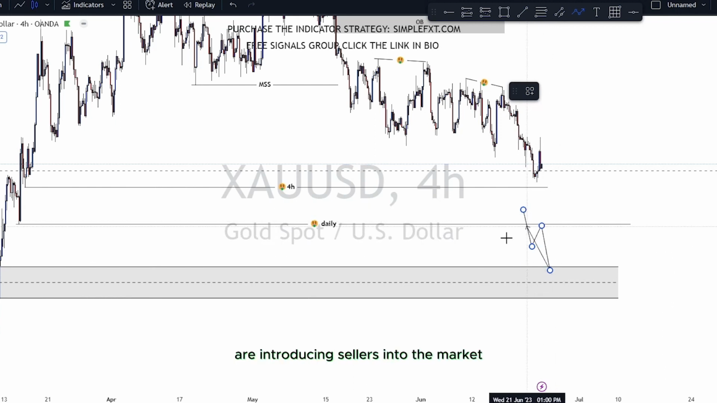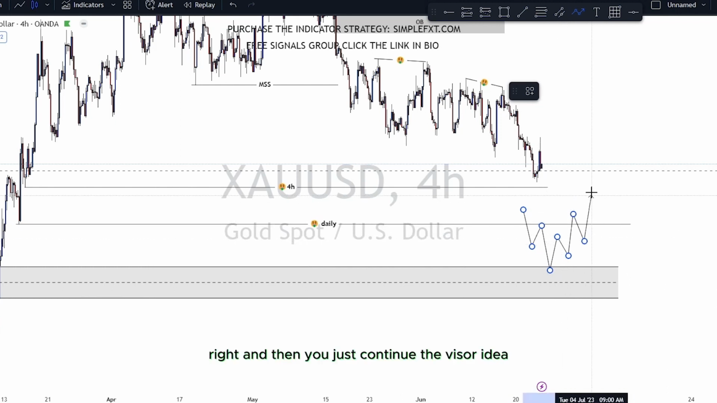So price is introducing sellers into the market, creating inducement, right? And then it might just come to the point of interest right here and start trickling back up a bit, start breaking structure again, creating that market structure shift there, meanwhile taking out sellers in the process. And then it just continues with buys right there, just like that.